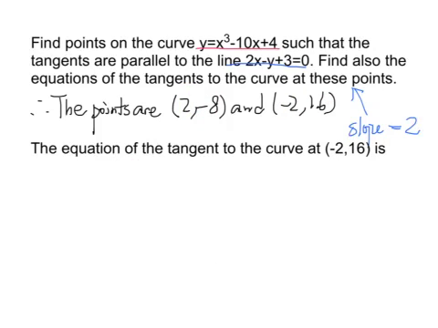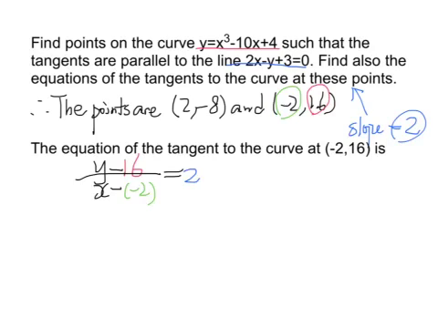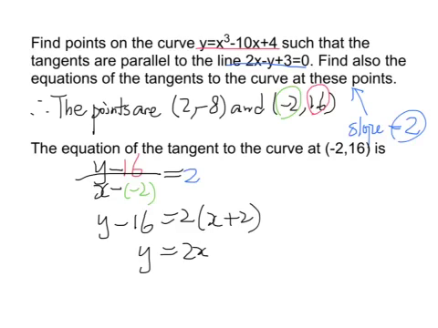So we'll move on to this point. The equation of the tangent to the curve at this point is y minus 16, over x minus negative 2, equals this number again, that is 2. So let's continue. That is y minus 16 equals 2 times (x plus 2). So y equals 2x plus 20. That is the other answer.